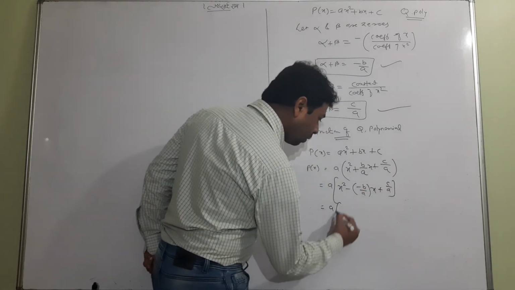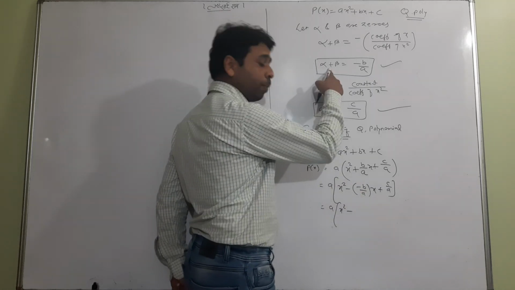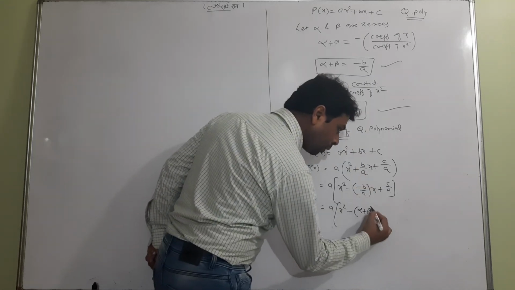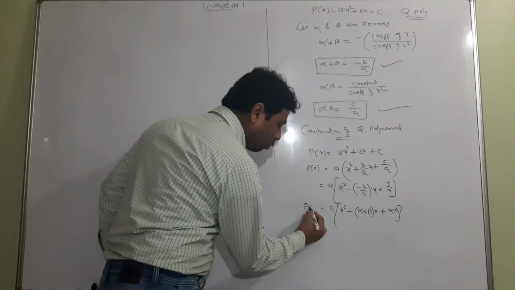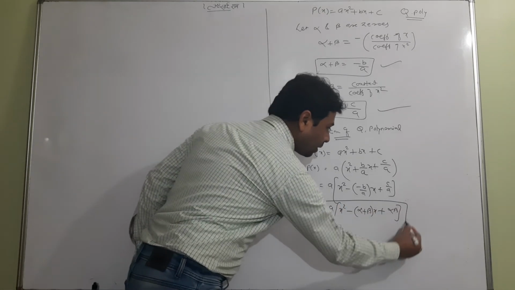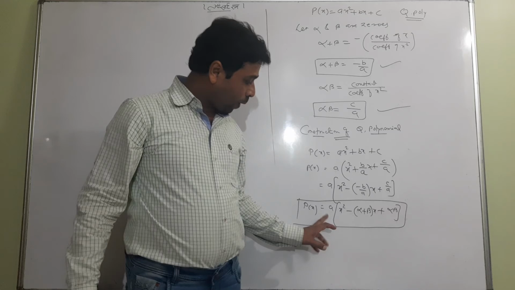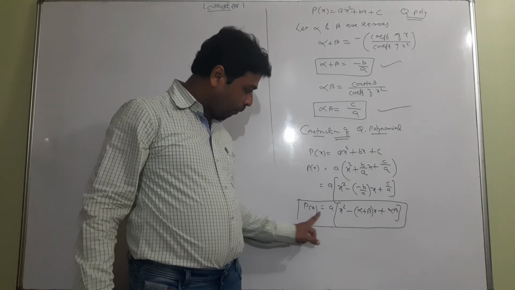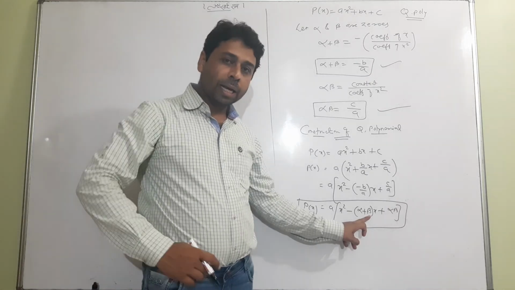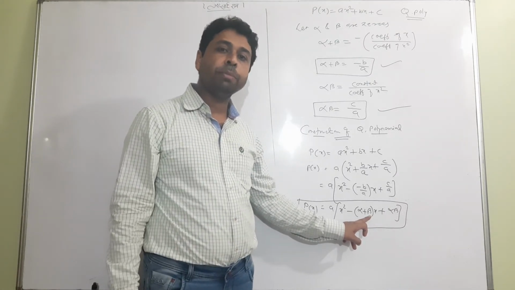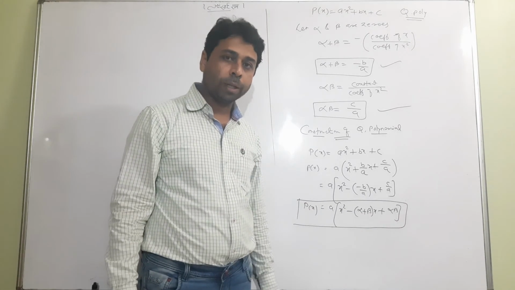Now students, write it with the minus sign: minus b upon a is what? Alpha plus beta. And what is c by a? Alpha into beta. And what you ultimately got is none else but the formula for the construction of a quadratic polynomial, where alpha and beta are zeros. Lastly, I would conclude that when alpha and beta are given, you just have to put the values in this formula and get your quadratic polynomial.